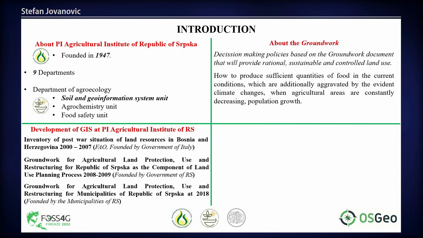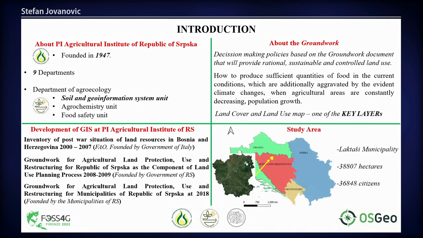The goal of these projects and this documentation, as I said before, is to create policies that will protect agricultural land, and one of the crucial elements was land cover land use map layer. So in this research that I'm presenting today, we tested free and open layers with respect to the one that are proprietary, the one that we created as the institute, and the study area is Laktaši municipality, which is placed in the northern part of Bosnia.